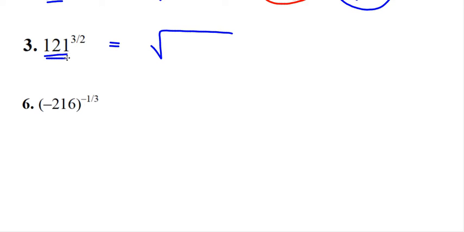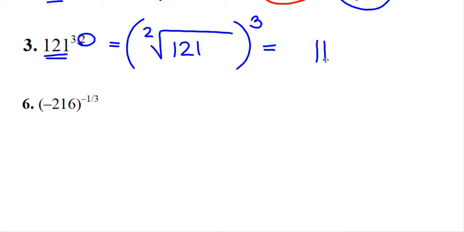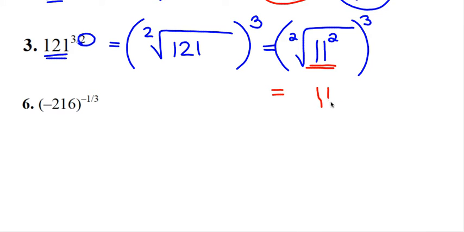All right, head down to the next one. Radical. 121 is our radicand. Our index is a 2. And this time I'm going to leave the 3 outside. Now I'm going to see if I can simplify the square root of 121, which I can. 11 times 11 is 121, so that's 11 squared. The square root of 11 squared is 11, and then we still have the third power.